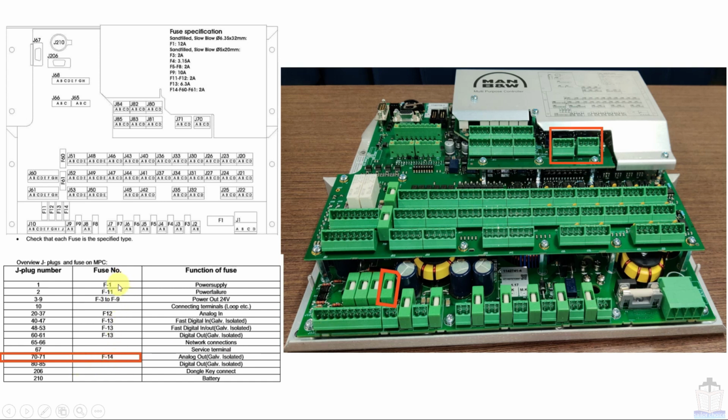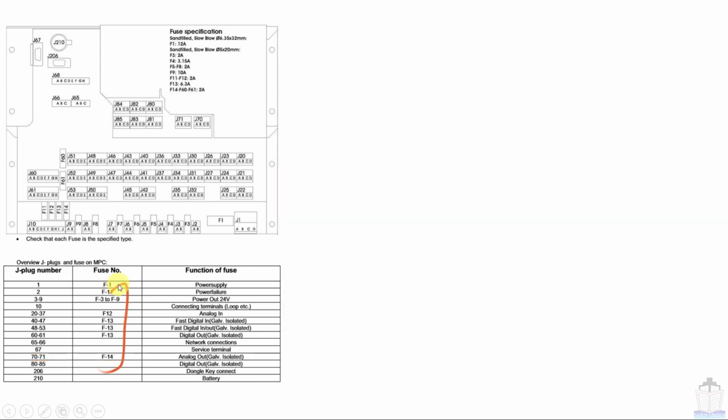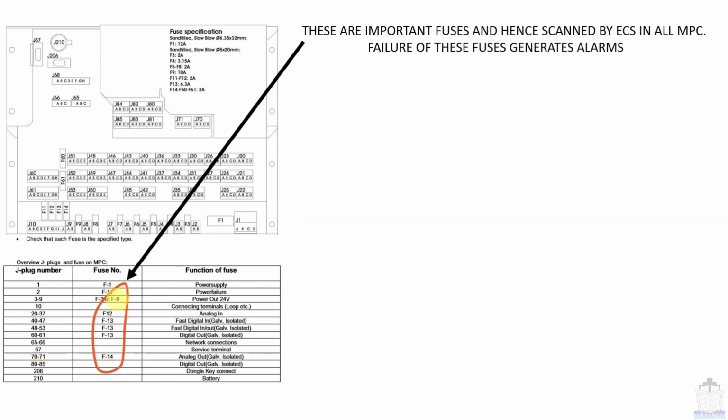Now among all these fuses, only 4 fuses are important, that is F9 to F14, and these are important fuses and hence scanned by ECS in all MPC. Failure of these fuses generates an alarm. Please note, failure of these fuses from F9 to F14 generates an alarm because these are connected to various channels, so they are very important. If something goes wrong with these fuses, obviously that concerned channel will also not work.